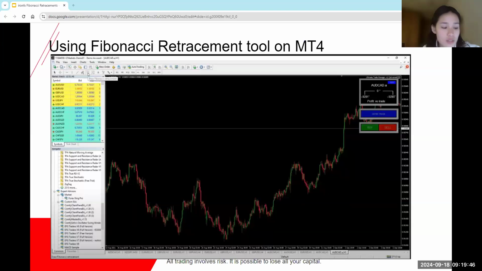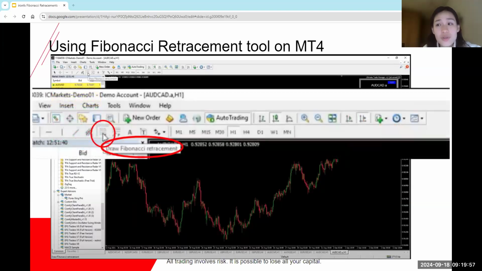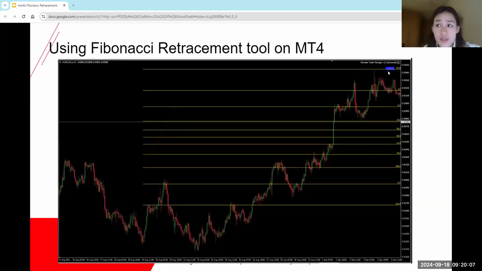If you're using MT4 like me, here you have the layout on MT4, just a screenshot. Let's zoom into our toolbar. When you hover your mouse over this option, where the circle is, it should say draw Fibonacci retracement. Okay, so that's how you can use it. After which you can click wherever you want to place your Fibonacci retracement, and it should come out looking something like this, with a very faint red line.